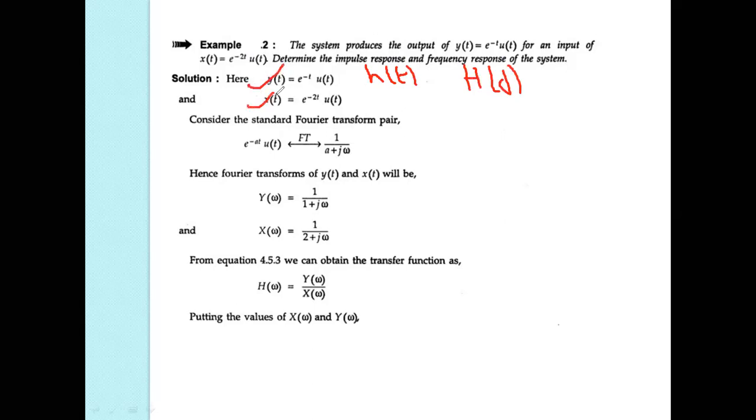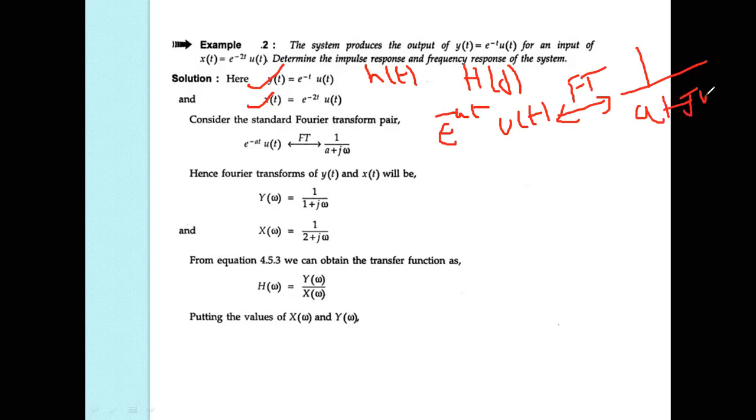Given the output function and the input function. Output function is e power minus t mu of t. Input function is e power minus 2t mu of t. We already know that the Fourier transform of e power minus a t mu of t is 1 by a plus j omega. What is a here for y? It is 1. Y of omega is equal to 1 by 1 plus j omega. For x, what is a here? 2. X of omega is equal to 1 by 2 plus j omega.